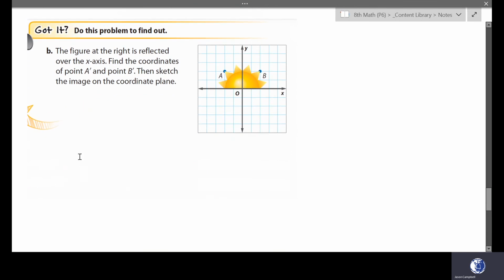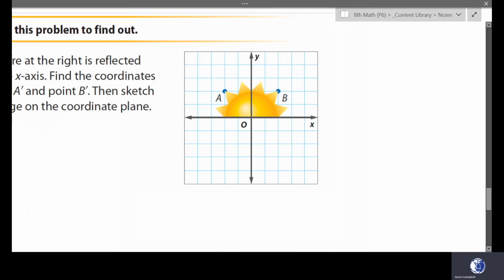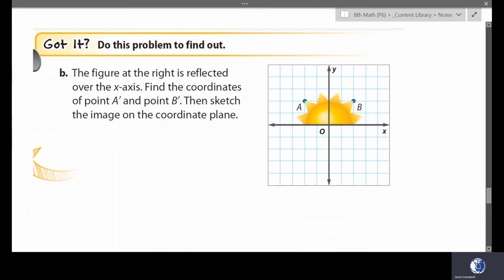Got It B says the figure at the right is reflected over the x-axis. Find the coordinates of point A prime and point B prime, then sketch the image on the coordinate plane. Okay, so go ahead and try Got It B, and then resume this video when you're done.